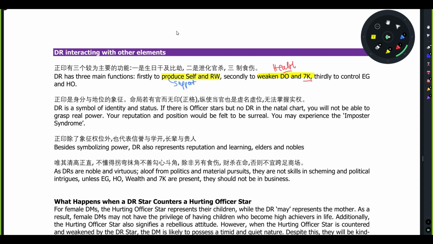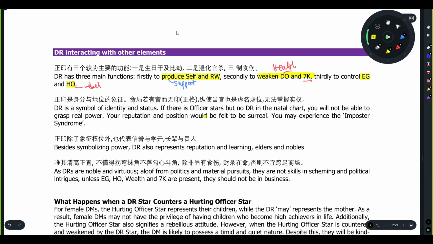And thirdly, direct resource controls eating god. And it controls the hurting officer, especially hurting officer. Hurting officer is one that is rebellious, one that shows aggressive behavior. And so basically, if one wishes to be aggressive, or if one wishes to attack, one better be well informed, and direct resource gives that as it is. So direct resource is a symbol of status and identity.